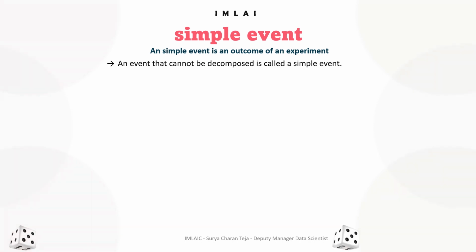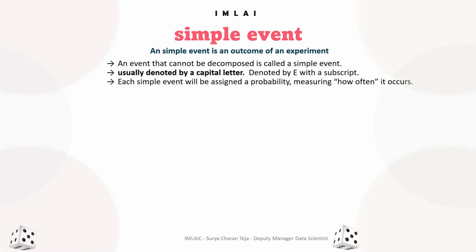An event that cannot be decomposed is called a simple event. An event that cannot be decomposed into further smaller events is called a simple event. Usually a simple event or an event is denoted by a capital letter. It is practice in probability that we denote a simple event with a capital E with a subscript: E1, E2, E3, and so on. Each simple event will be assigned a probability measuring how often it occurs. The set of all simple events of an experiment is called the sample space.